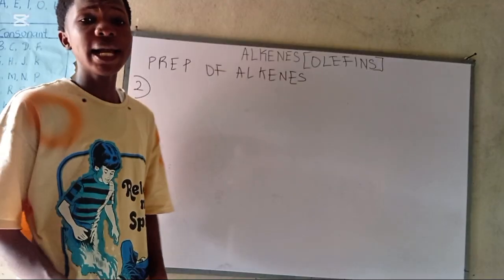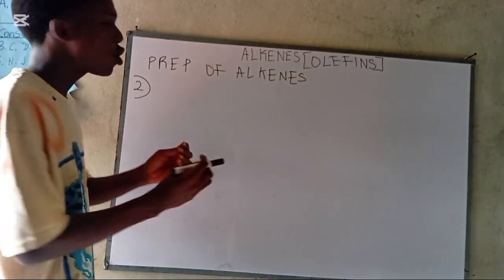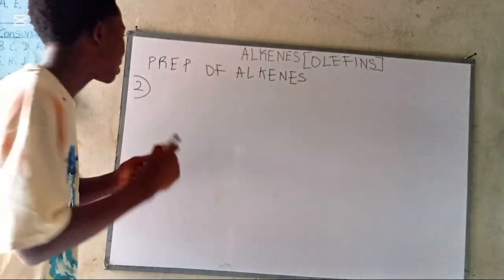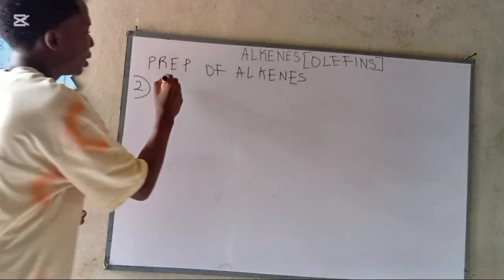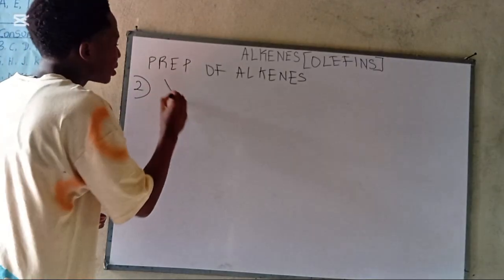Alright guys, diving into the second preparation of alkenes is very simple. This one is also simple, like the first one. The process now is called what?